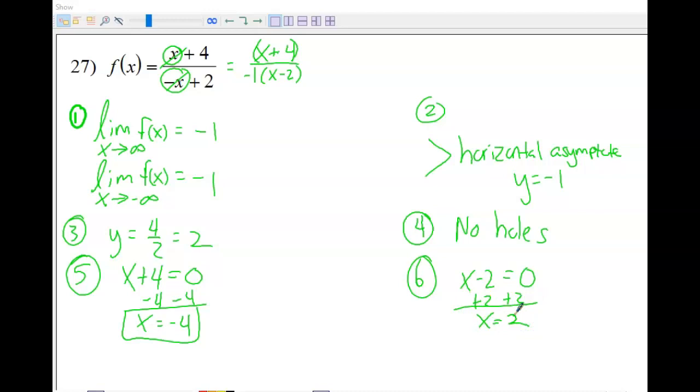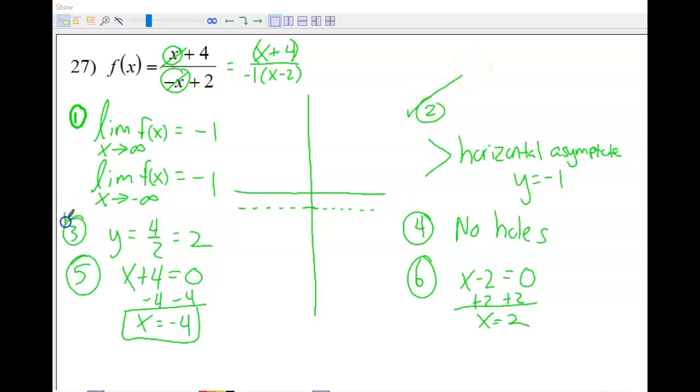Okay, now I'm not labeling what these are. I'm just saying it. But let's go ahead and graph it now. First of all, we saw that we had a horizontal asymptote at -1, so I'm going to draw a horizontal line at -1. That's what we got from step 2.